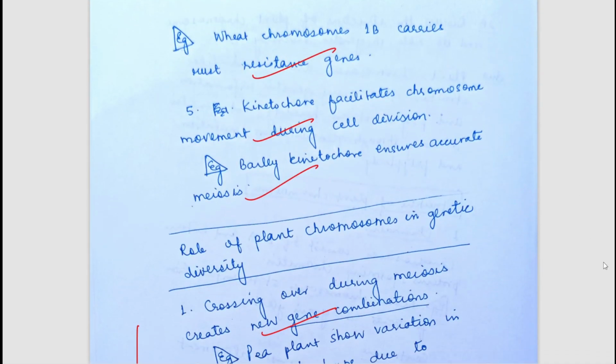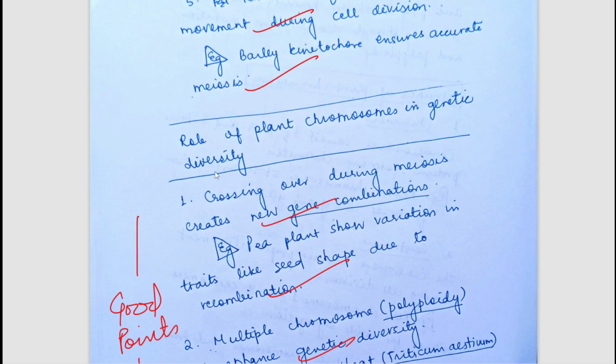Kinetochore is there. So, well written points. Now, what is the role of plant chromosome in genetic diversity?